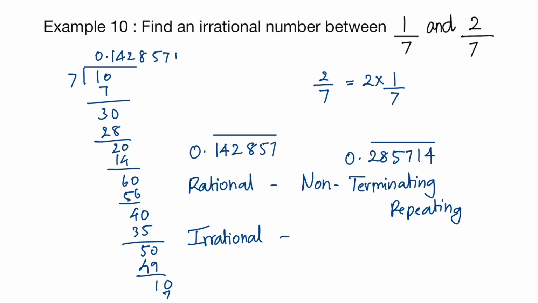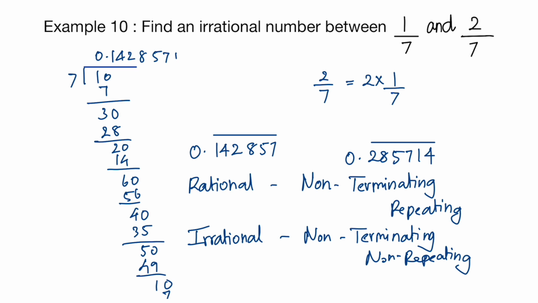Non-terminating and non-repeating. You are just going to make use of the same definition and just add a word not. If it is terminated, it obviously is a rational number. If it is not terminated, we have two cases. It can either be repeating, in that case it is a rational number. It can be non-repeating, in that case it is an irrational number. So that is the definition for irrational numbers.